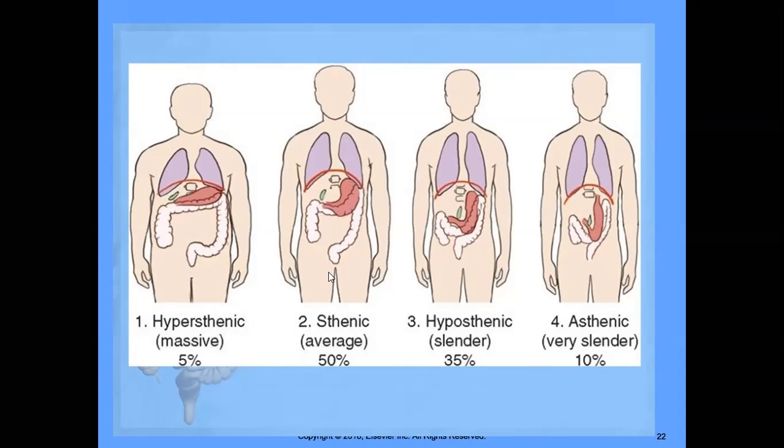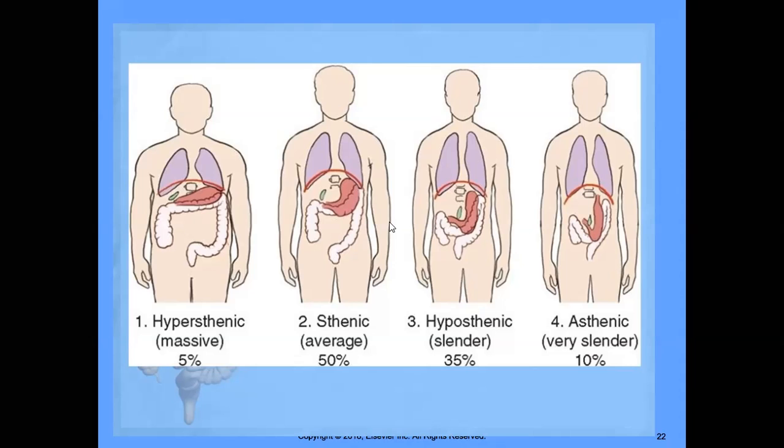Your average patient, Bontrager says that 50% of your patients will be considered stenic. This would be the typical, regular-sized patient. As your patient gets bigger, perhaps obese, we consider that patient hyperstenic, about 5% of the population. Hypostenic would be somebody slender, falling in the 35 percentile. And then your astenic would be a really slim, tall patient, with a really long torso, falling at about 10%.